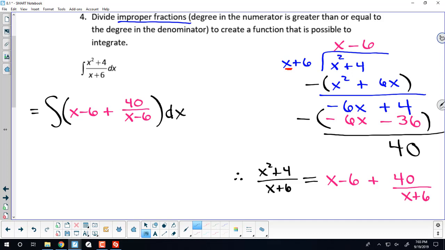So is that easy to integrate? The first two terms definitely are. What about the third term, the 40 over x plus 6? Oh yeah, we divided by x plus 6. So for the third term, use substitution, or we recognize the derivative of x plus 6 is 1, right? So that's just a log form. If you want to write it out as 3 different integrals, that's fine. Go ahead and do that.